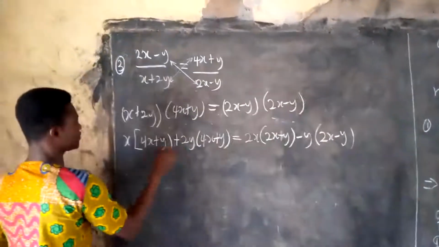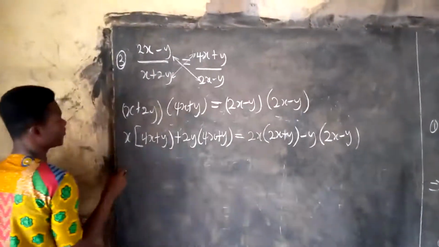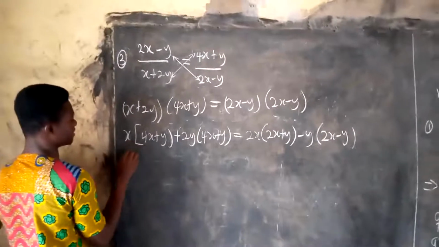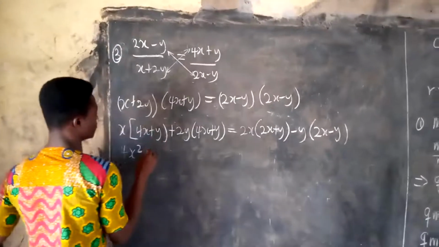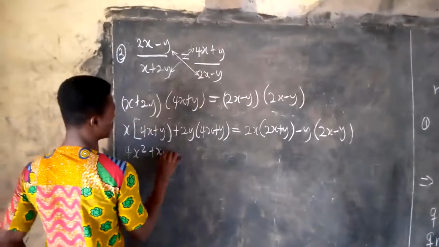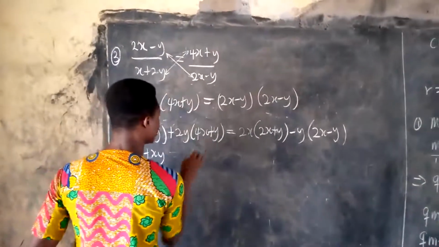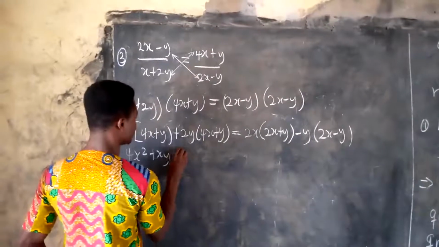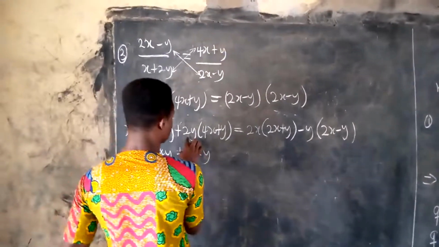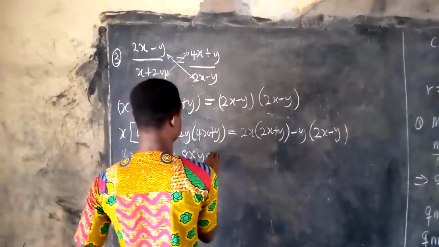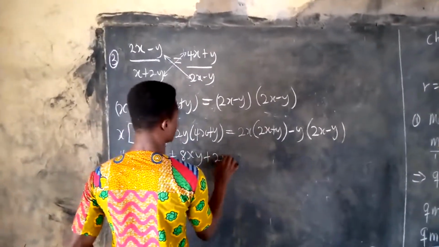So here, let's try and expand. 4x times x will give us 4x squared. x times y will give us plus xy. 2y times 4x will give us plus 8xy. And then 2y times y will give us 2y squared.